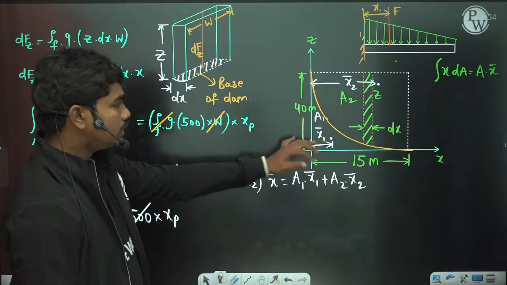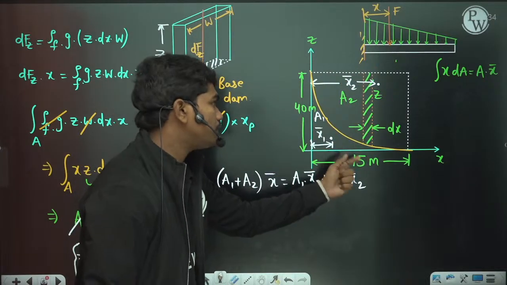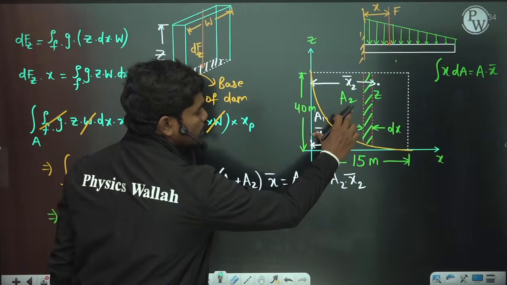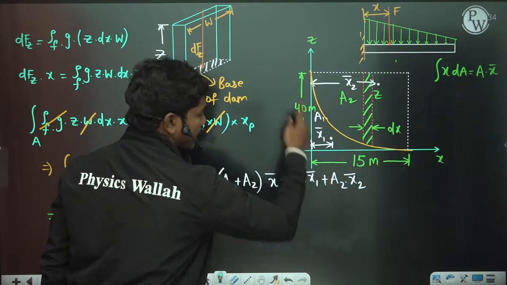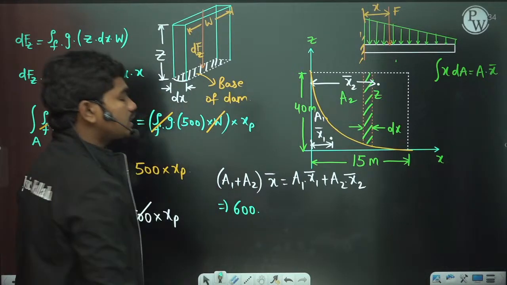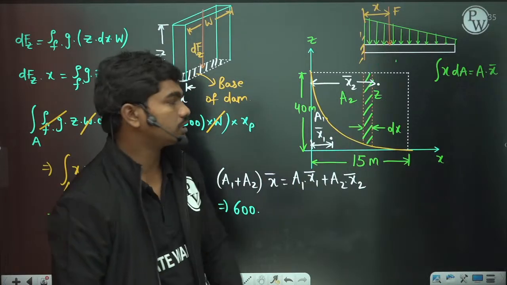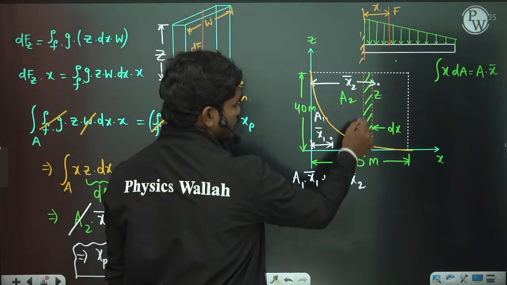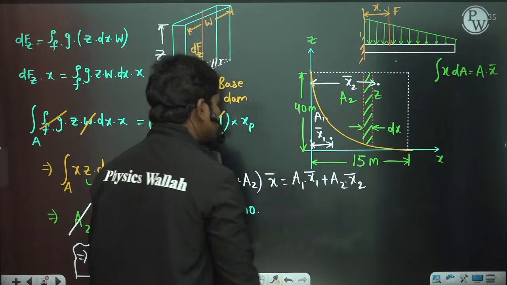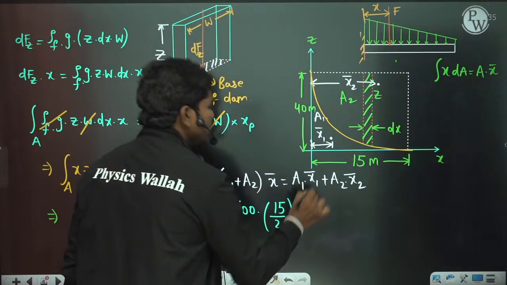Now if you see this A1 plus A2, this total is a rectangle actually. So this is 15 and this is 40. A1 plus A2, the total summation of the areas, is nothing but the area of this rectangle, so 40 times 15, which is 600, into x bar. For a given rectangle, where will the centroid be? The centroid is exactly at the midpoint away from the base. So for this rectangle, the complete centroid lies at 15 by 2 distance.